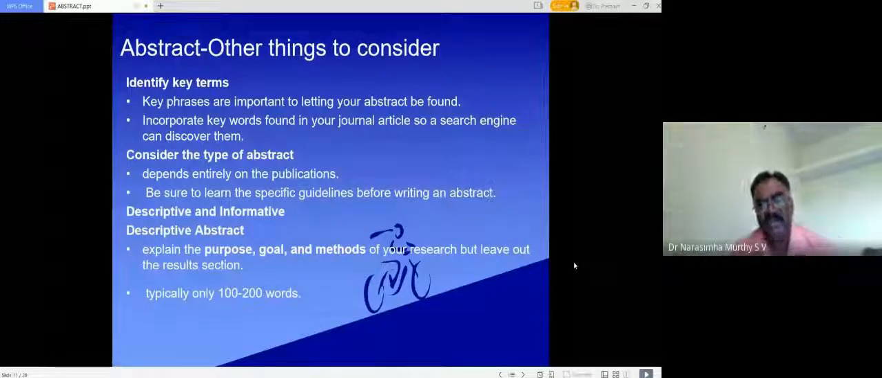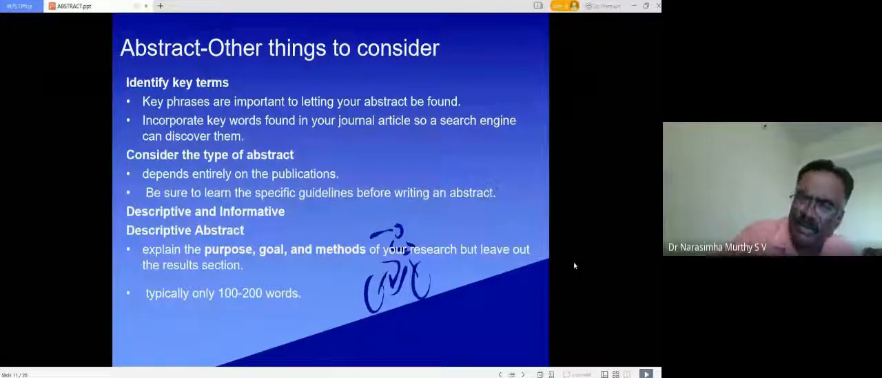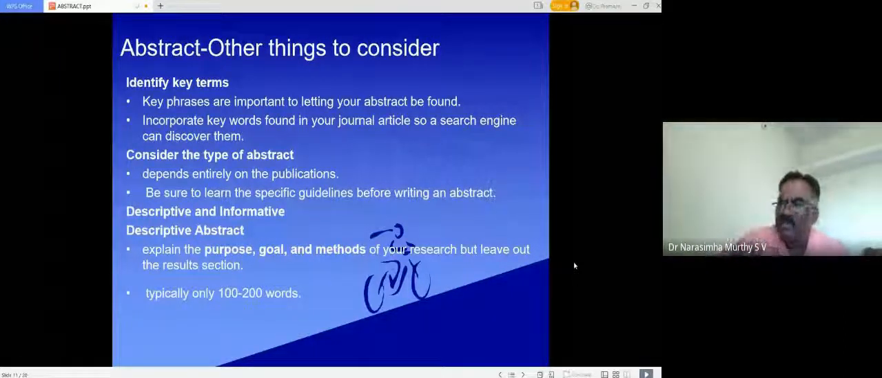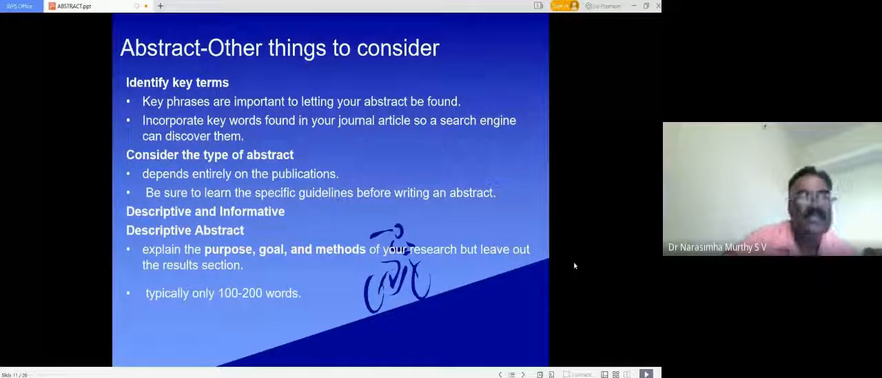The descriptive abstract explains the purpose, goal, and methods of your research. But remember, there will be no results section here. It will not talk about any key findings or results. And it is only 100 to 200 words. So the moment I say 100 to 200 words, imagine your work, you have to concise it, churn it down to only 200 words. Not an easy thing, but if you have some methodology, it's not a difficult task, but not an easy task at the same time.